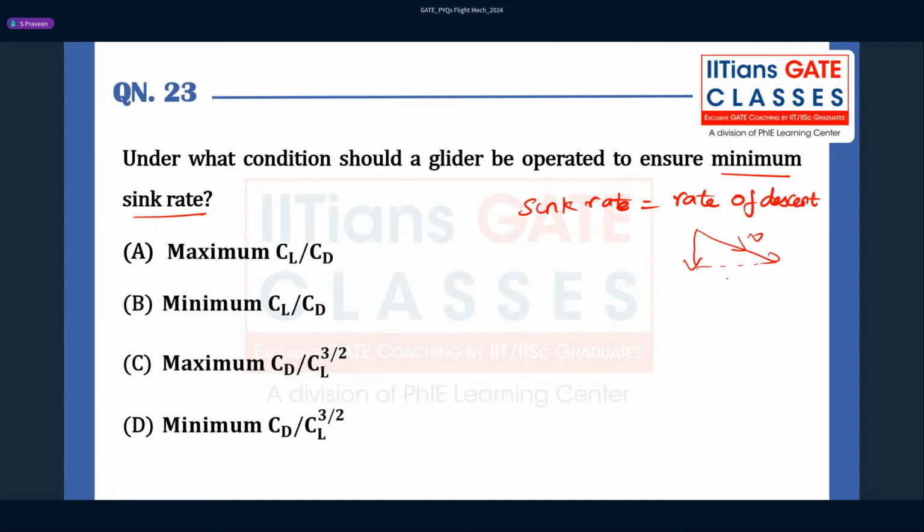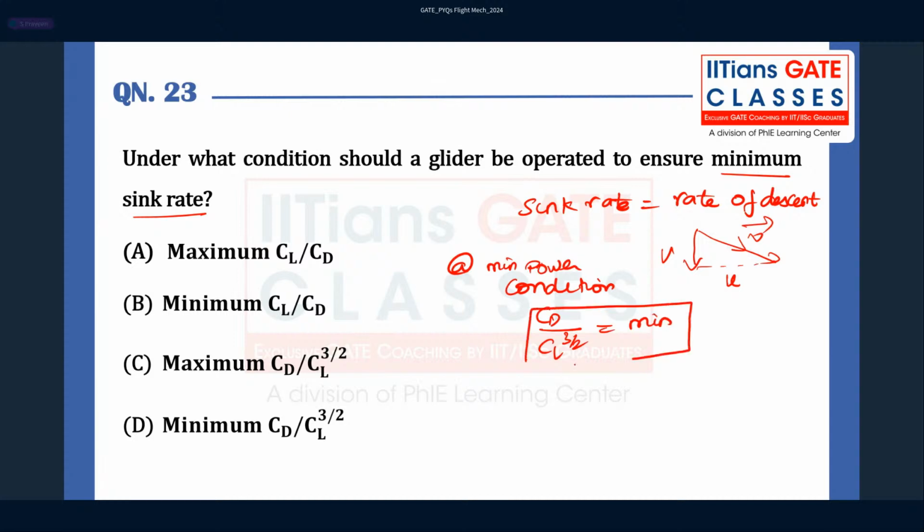This is the horizontal velocity. Okay. This is u. This is the velocity vector. So this is the sink rate basically, right? Which is the rate of descent, and this occurs at the minimum power condition. Okay. So minimum power means what? So minimum power means your CD by CL power 3 by 2 should be minimum. Okay. This should be minimum. So which means that my option is D.